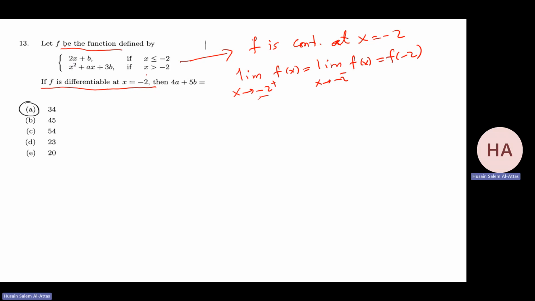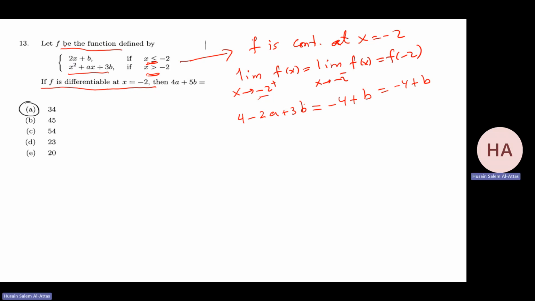Minus 2 from the right, I am here. Just substitute. You'll get 4 minus 2a plus 3b equals, minus 2 from the left, I am here. That will be minus 4 plus b. F of minus 2 will give me nothing. Minus 4 plus b.